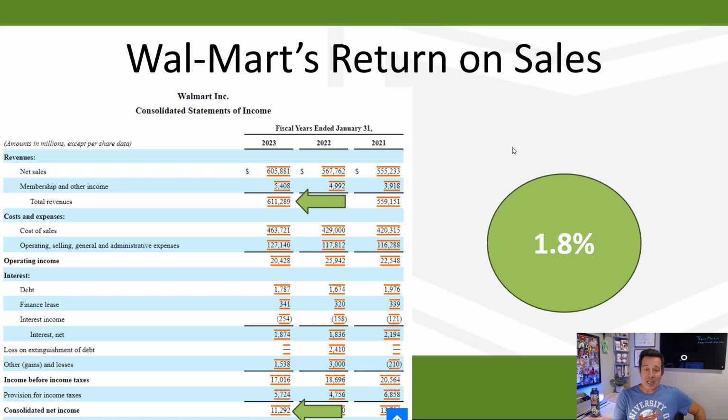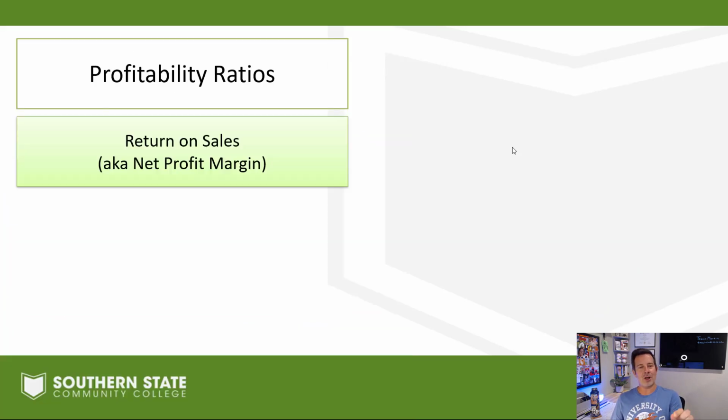So Apple's got a little bit more pricing power. They can afford to charge an extra $200 on top of whatever it cost them to make the phone and make a 25% profit margin on that phone. So, profitability ratio number 1, return on sales, aka net profit margin. We're dividing the bottom line net income by the top line revenue to find out how many pennies per every dollar of sales that company is sticking into their pocket as profit after all expenses have been considered.